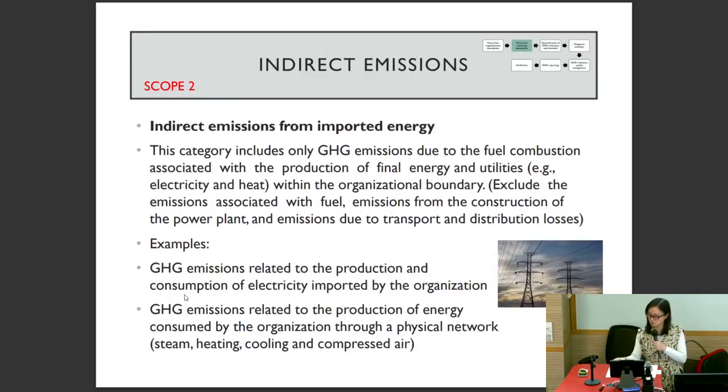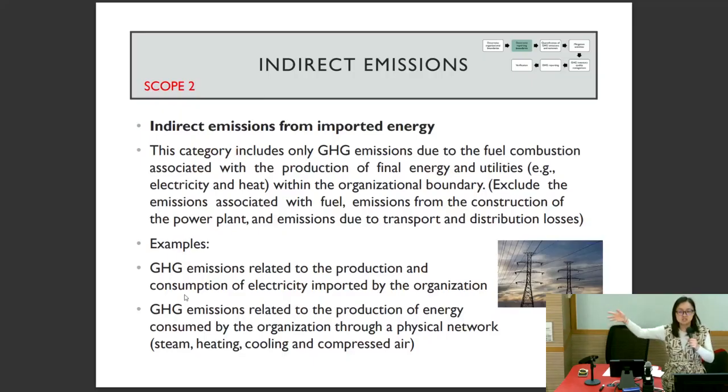All right, so scope 1 I think is easier to understand. And the next one would be indirect emissions. Okay, indirect emissions from imported energy. So this category includes only greenhouse gas emissions due to the fuel combustions associated with the production of final energy and utilities, for example, electricity and heat, within the organizational boundary. So you consume electricity. Okay, and then because of this consumption of electricity, some fuel is being combusted, and then carbon dioxide or other greenhouse gases are emitted.